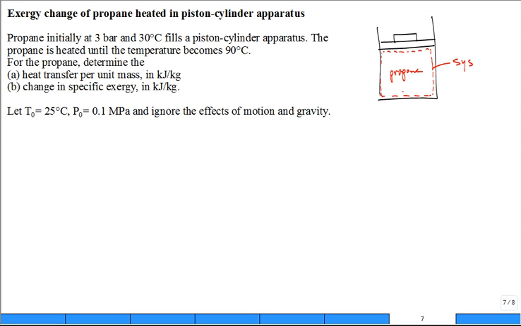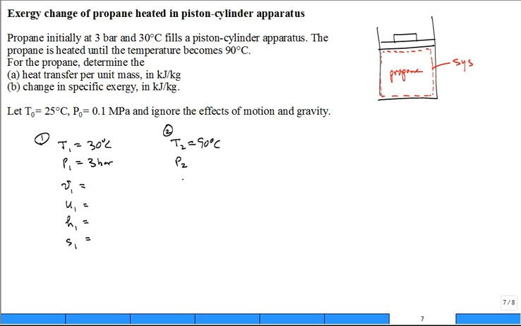Okay, the propane is heated until the temperature becomes 90 degrees C. So we start at state 1. The temperature T1 is 30 degrees C. Pressure P1, 3 bar. You go to state 2, the final state, temperature T2 is 90 degrees C. Now, what I encourage you to do is write down all of your thermo 1 type of properties for this system. You could write down V1, U1, H1, S1. And do you think you could get, knowing that it's propane and the temperature T1 and pressure P1, values for V1, U1, H1, and S1 out of the tables, right?